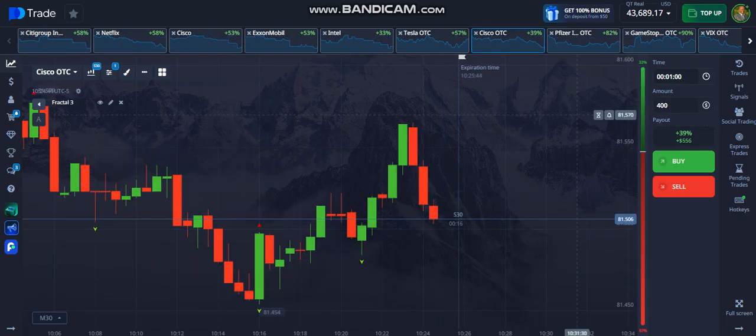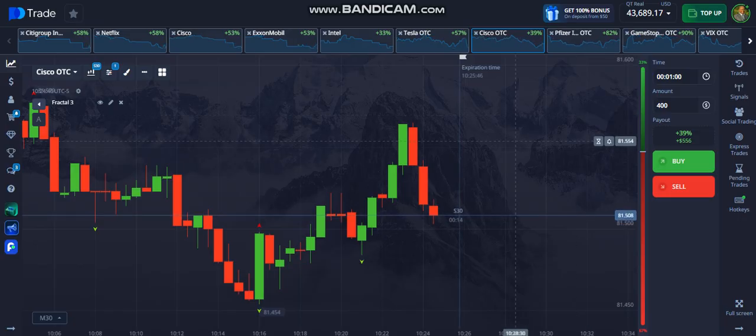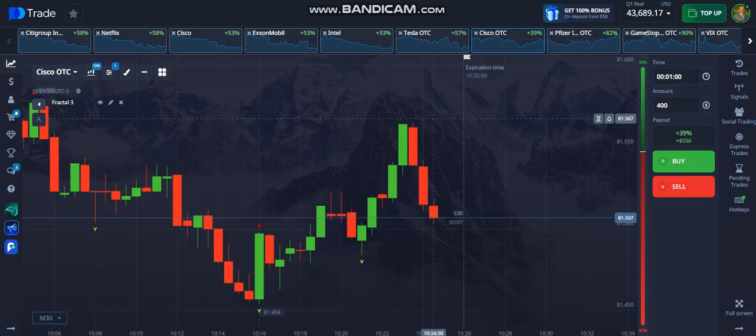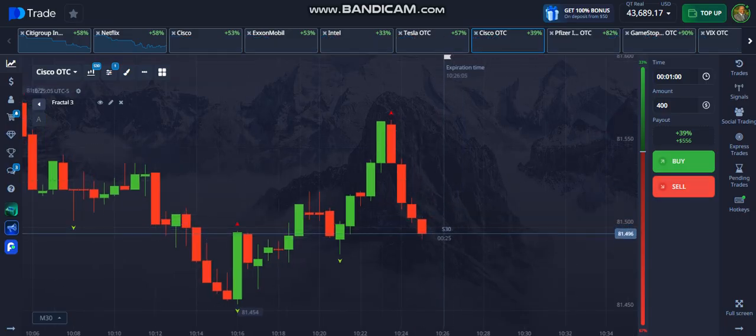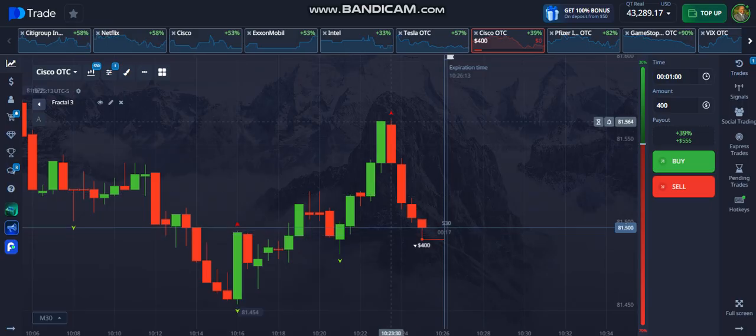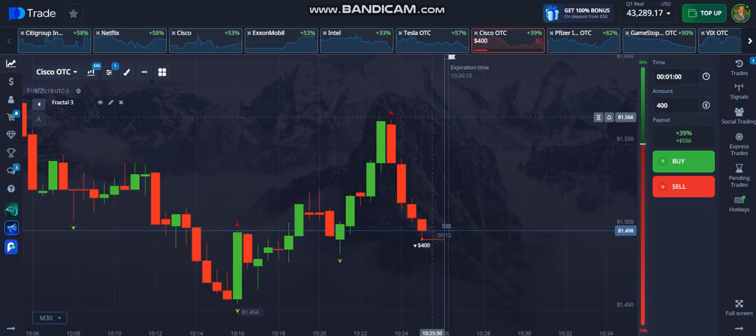Okay, so I'm on the Cisco OTC stock and I'm waiting for a red fractal to print at the top. The green fractal is already printed, so fractals let us know when a reversal is in effect. So okay, the red fractal just printed, so I took a down trade. I took a sell trade in the direction of the fractal here. So let's monitor this trade and wait for the expiry.